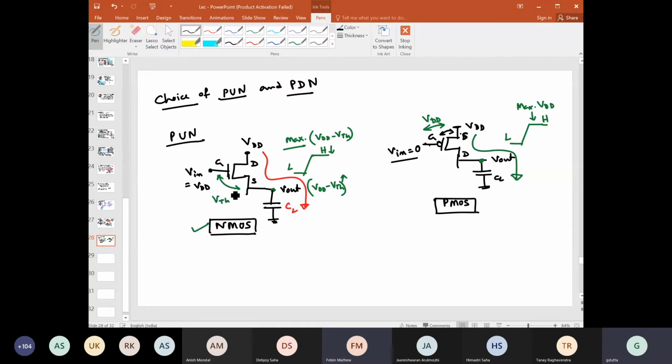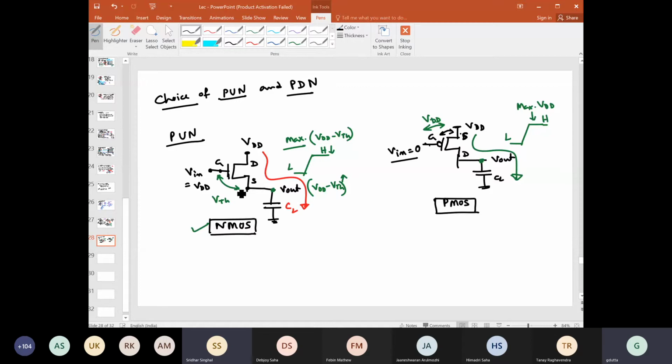Because still, if the gap is the threshold voltage, the difference between VGS and VS is the threshold voltage. So as long as the difference between gate and source is the threshold voltage, the transistor will be on. But it is on when the input is high. So when V in is 1, then V out is 1 as well.